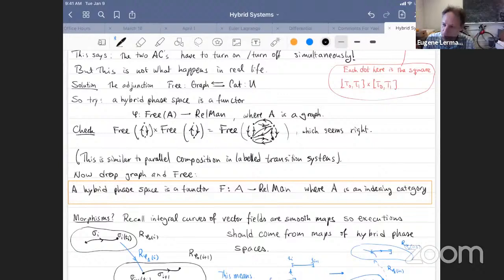So it's a functor from some category, an indexing category, to the category of manifolds with corners and set theoretical relations.